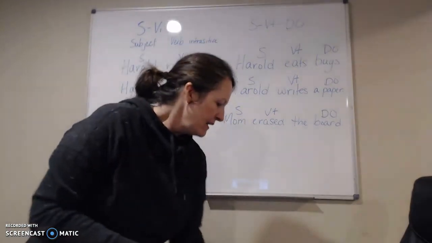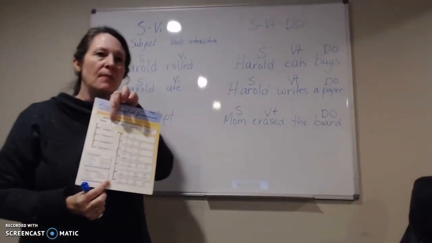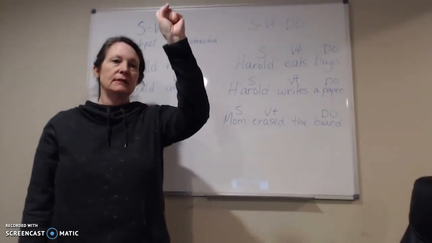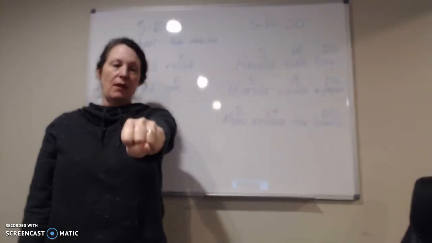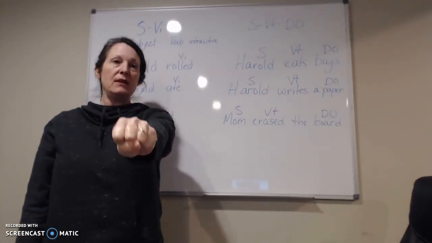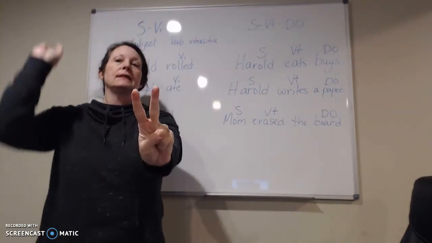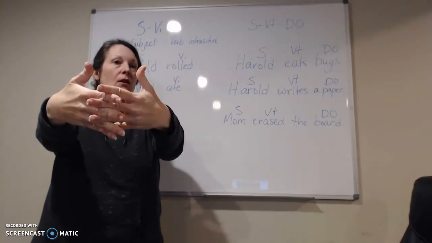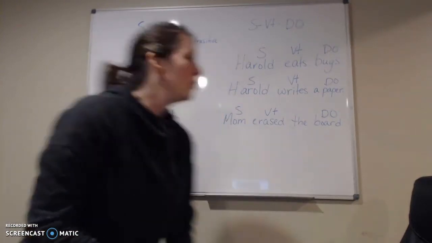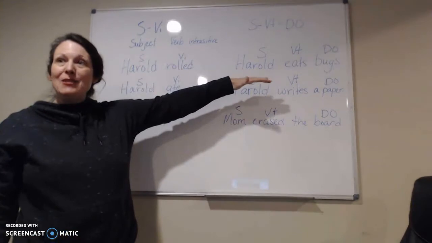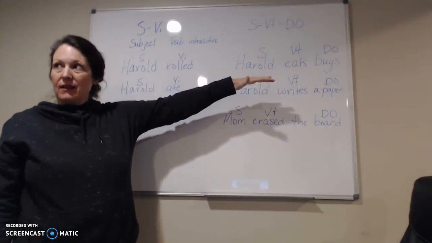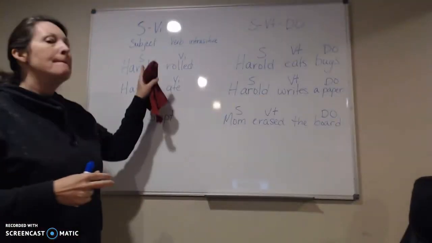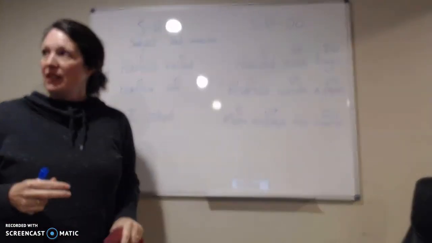Now, the next structure is called compound. Joel, what is a compound sentence? A compound sentence consists of one independent clause with a subject and a verb, and another independent clause with a subject and a verb, joined by a coordinating conjunction. So we can make these independent clauses, these simple sentences, into compound sentences by adding a coordinating conjunction in between them.